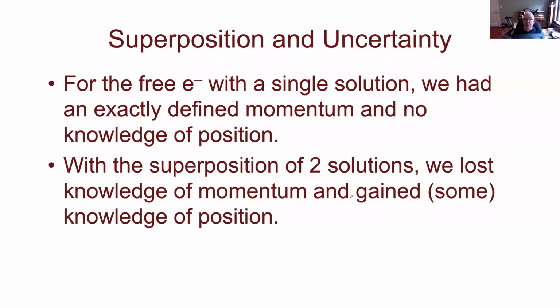We gained some knowledge of position because we used to know nothing about position, and now we know that there are some places where the electron is more and less likely to be. If we made a more complicated linear combination, we could make a combination of many different solutions. If we did that, we could gradually get to know more and more about the position as we let more different wave functions interfere with one another, right? There would be destructive interference in more regions, and we'd build up the probability in the place where the interference was constructive, right? At the same time, we would lose more and more information about momentum from doing that, right?